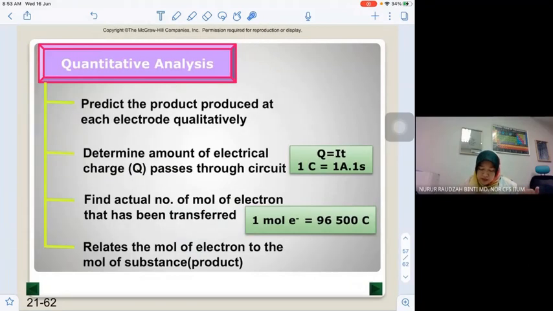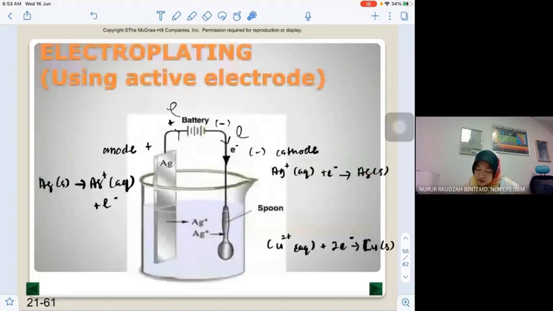After we get the number of moles of electrons, we can relate it with the number of moles of the substance that is produced. This is what we have done just now. For every 1 mole of copper produced, 2 moles of electrons are transferred. So from the charge, the coulombs, we calculate how many moles of electrons, then from the moles of electrons, we can calculate the moles of the product.